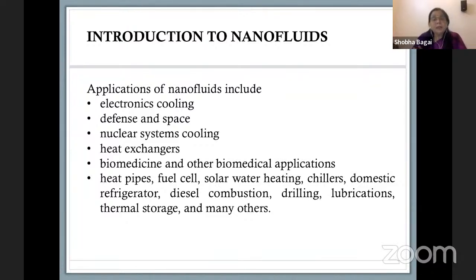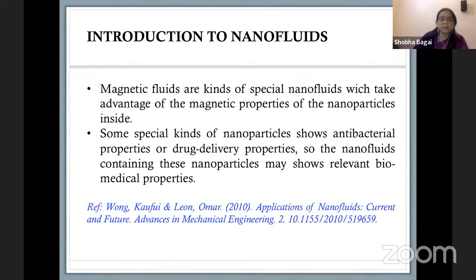So, the applications of nanofluids are manifold, whether it be electronic cooling, which we looked into in the previous slides, defense and space, nuclear system cooling, heat exchangers, biomedicine and biomedical applications. A lot of these applications are even found in your biosciences. Then, of course, the fuel cell, and there are a number of applications that you can find using these nanofluids.